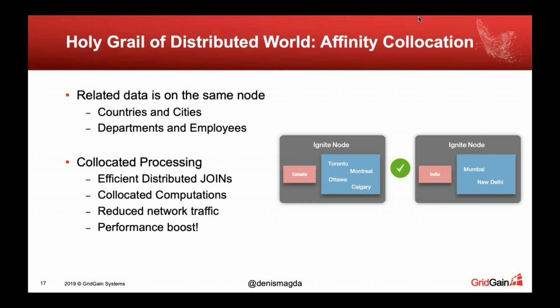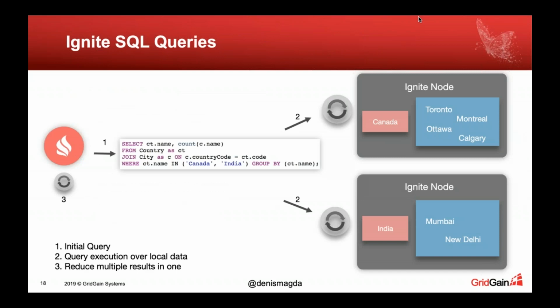It gets executed locally across a cluster of machines, and you're just getting the result set. And that's how you can usually expect an order of magnitude performance boost when you use both RAM and collocated computations, eliminating or reducing network traffic. And this example shows that, let's say, we set up our affinity collocation.